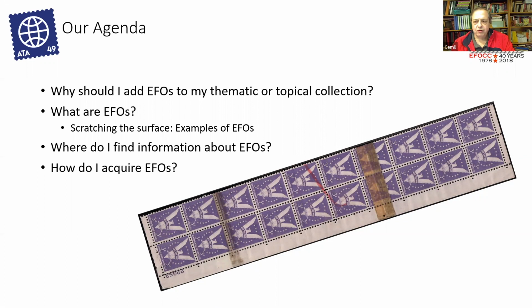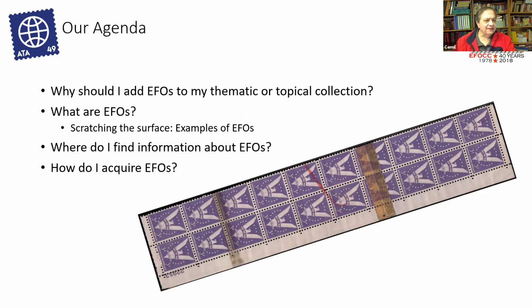I'm going to show you lots of EFOs, and that will be only scratching the surface, because there is a huge variety of EFOs, and you will notice that. Then I will talk about how to find information about EFOs, because EFOs have peculiarities in terms of information. It is very individualistic. One EFO may exist only in a very small quantity. And then I want to talk about how to acquire EFOs.